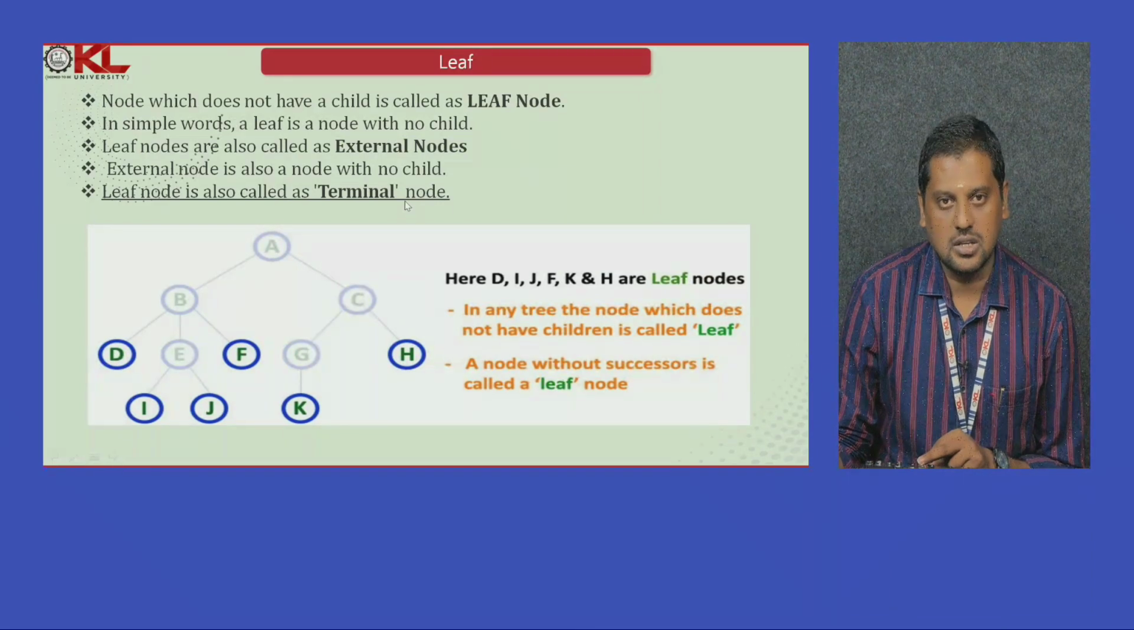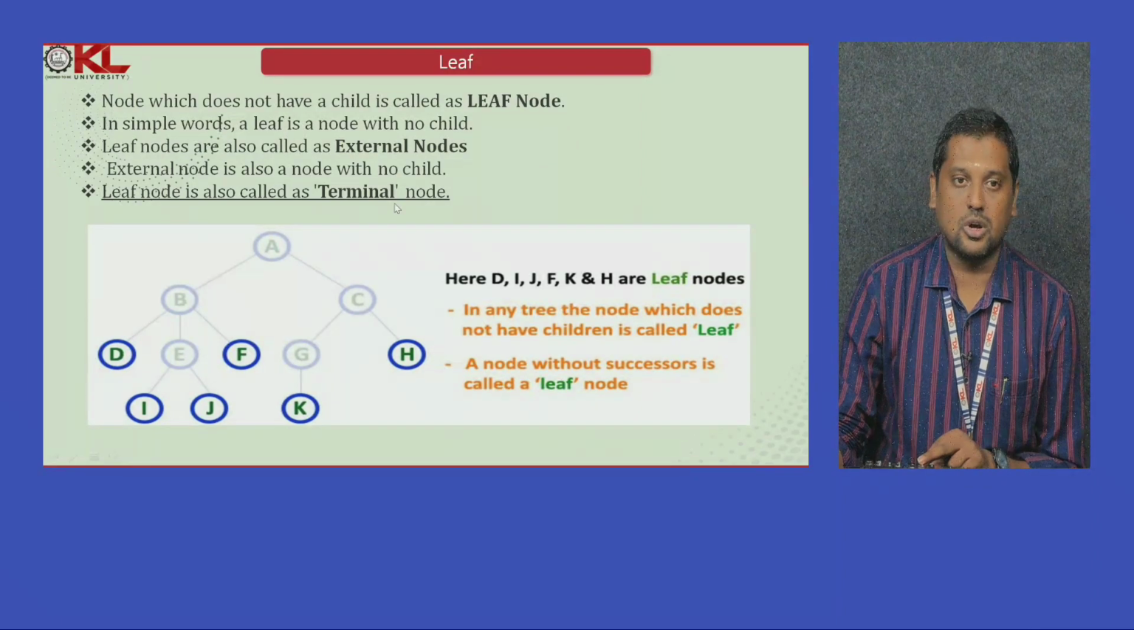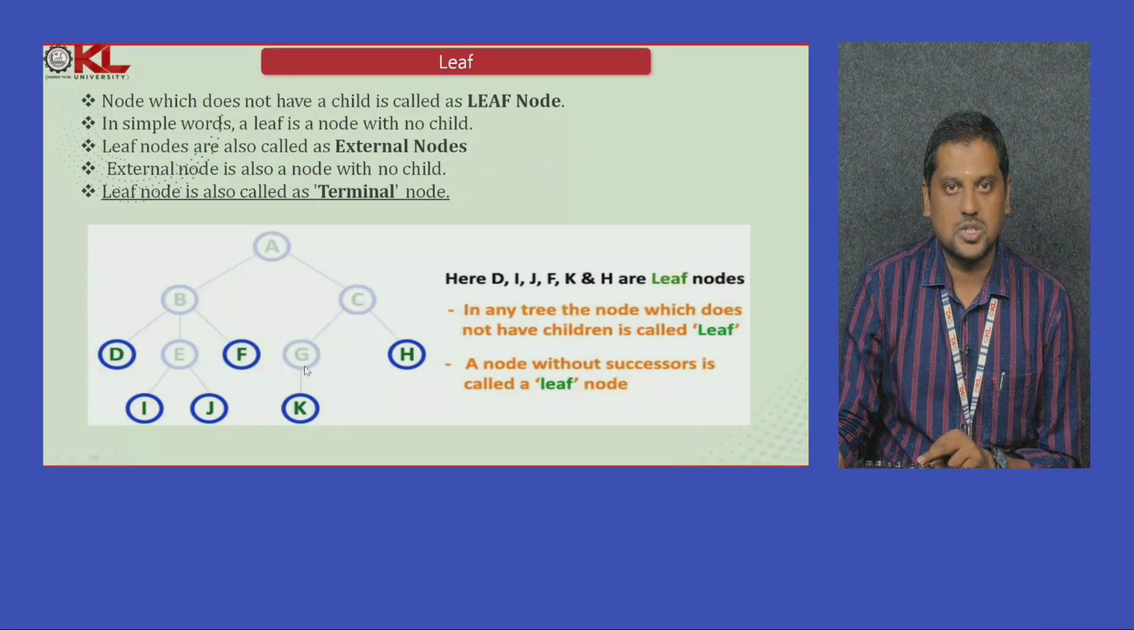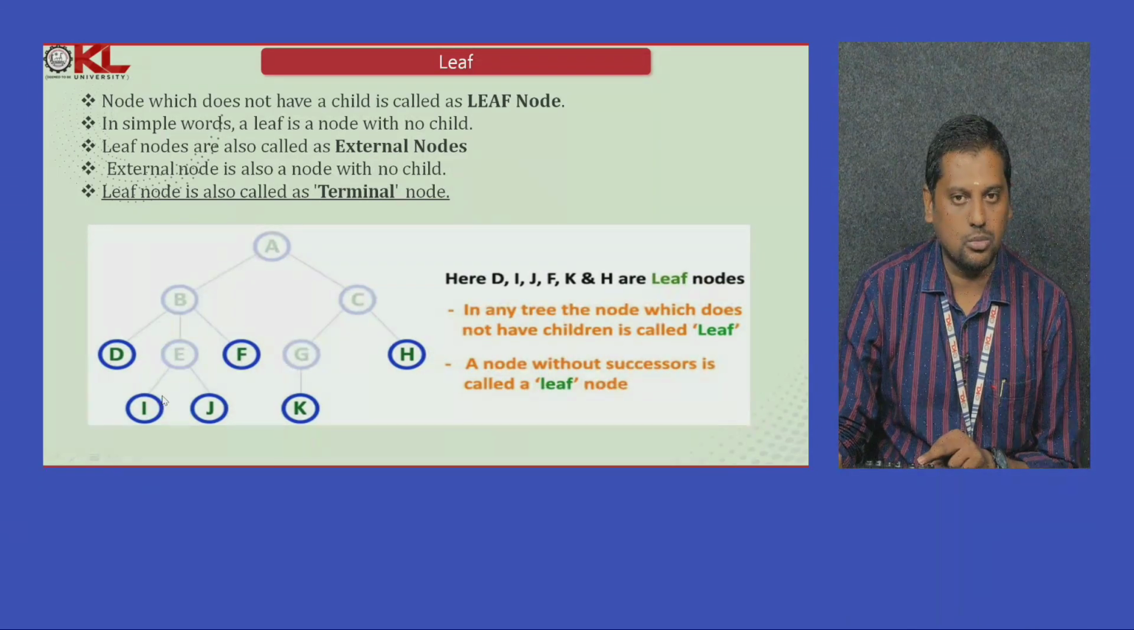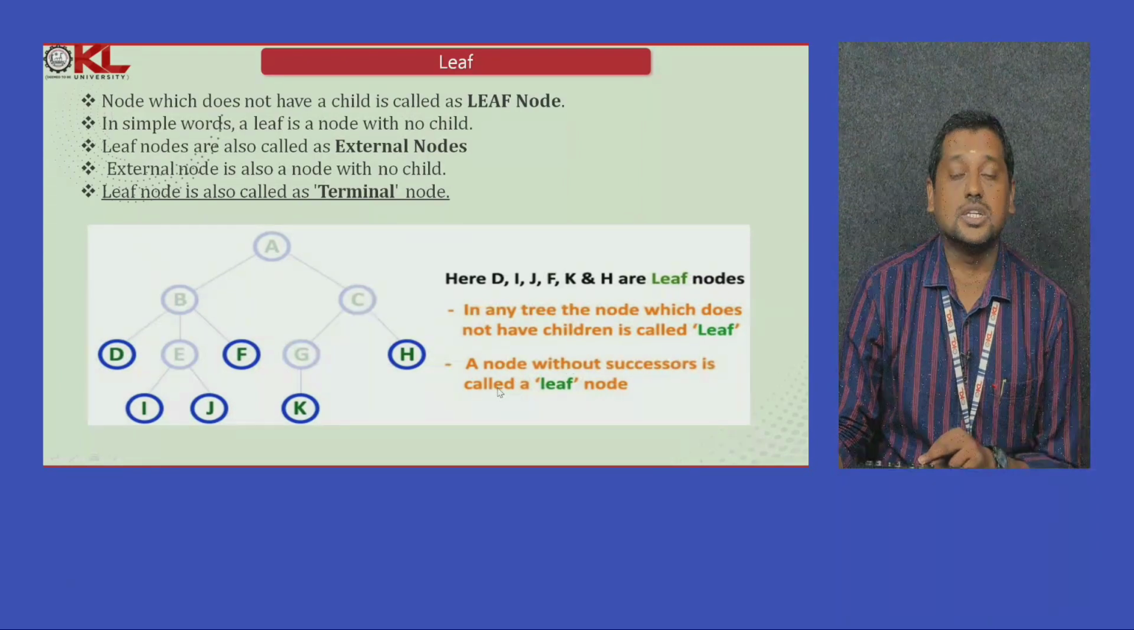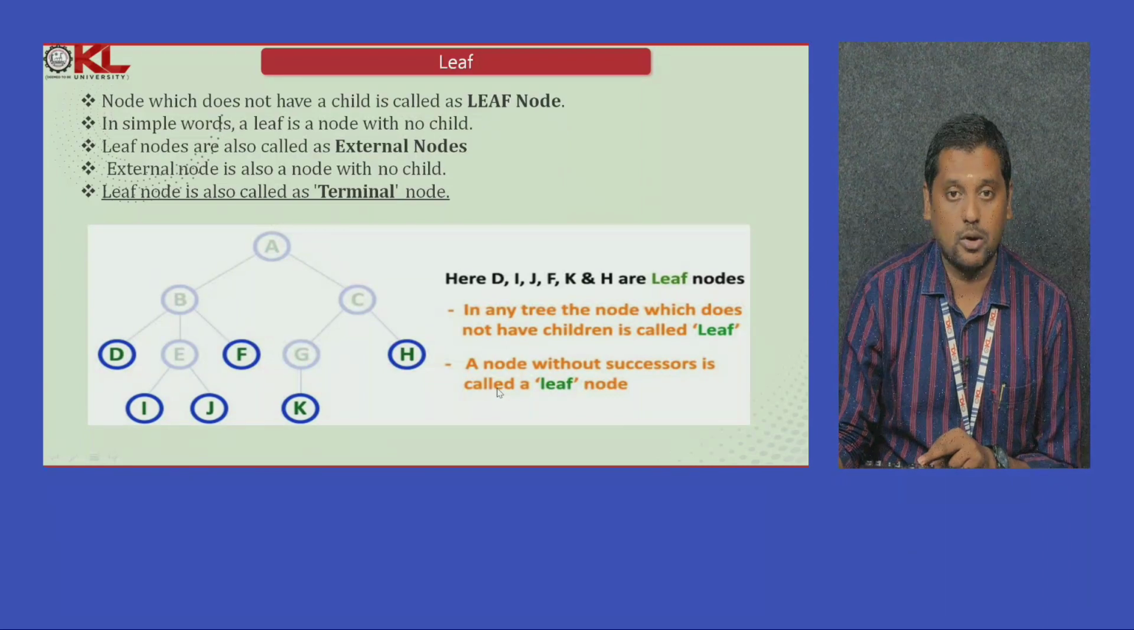All these are key points to be noted, especially in tree terminologies. In this given example, be very clear, the node which doesn't have a child node is said to be a leaf node. So the nodes highlighted here, D, I, J, F, K and H, are leaf nodes. In any tree, the node which does not have children is called a leaf. We also say a node without a successor is called a leaf node. It is very important.